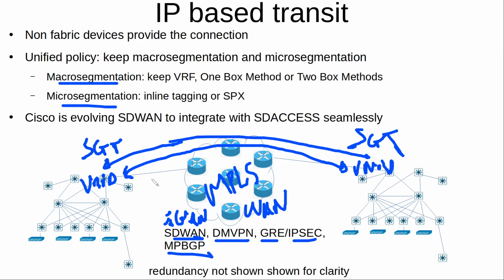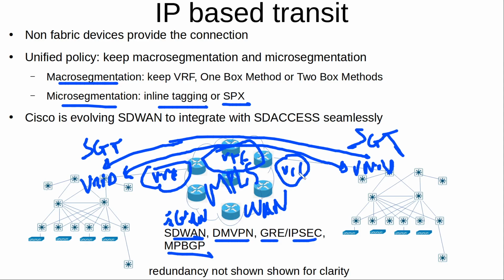So the solution is basically, for scalable group tags, I'm going to set up inline tagging or the SXP protocol. Those are solutions that are clearly explained by the Cisco TrustSec solution. And in order to maintain the VNIDs or macro segmentation, I am going to create VRFs. I have to make sure that these VRFs exist end-to-end through the wide area connection, so I can maintain my VNID information. So let's see how we are going to accomplish this.